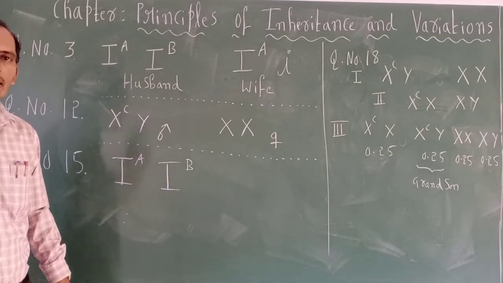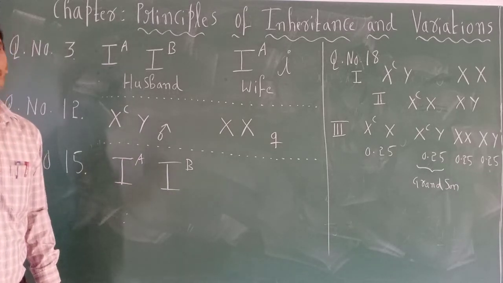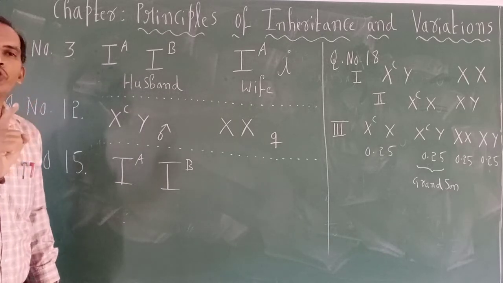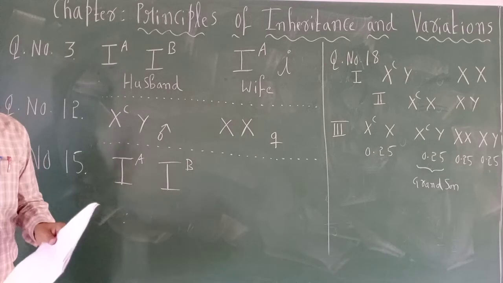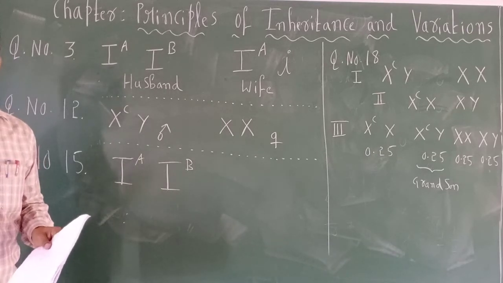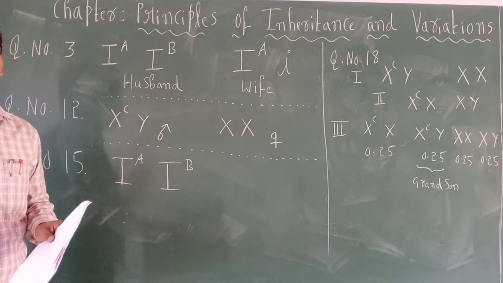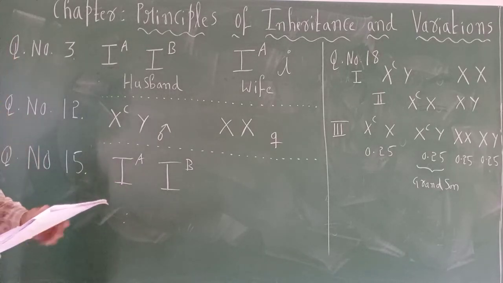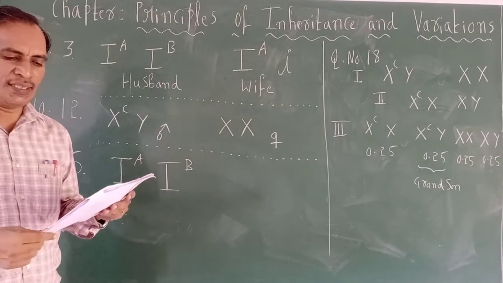Sickle cell anemia is an autosomal recessive gene disorder. It is not an X chromosome linked gene disorder. So the incorrect statement is the last one, statement number 4. Among the options, the correct option is option C.